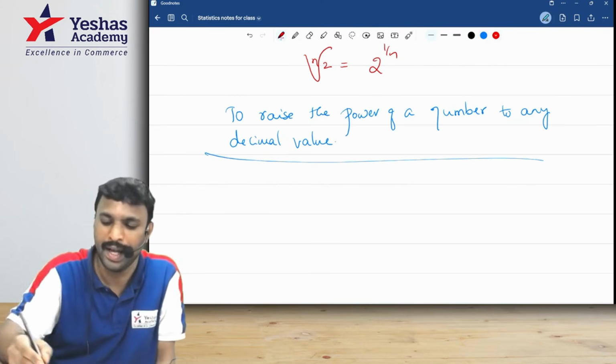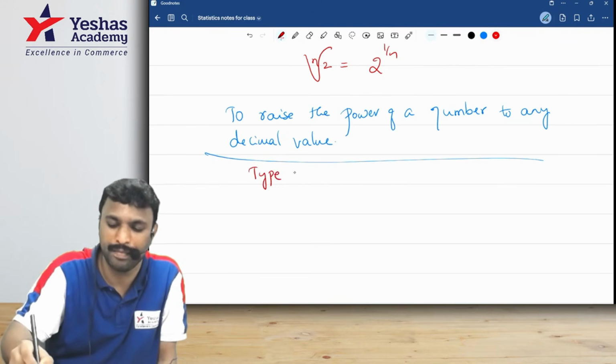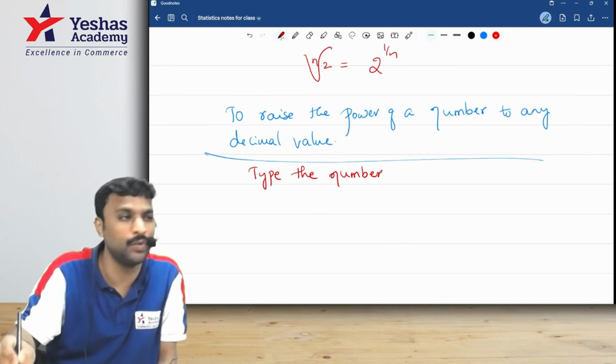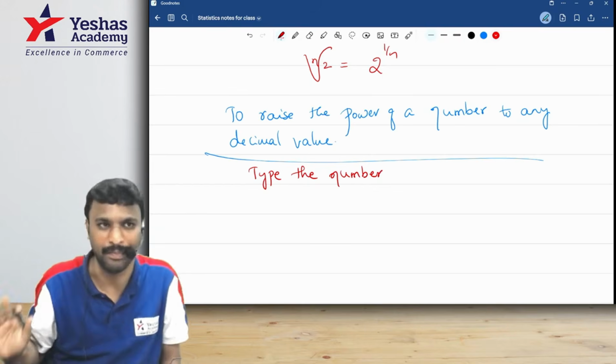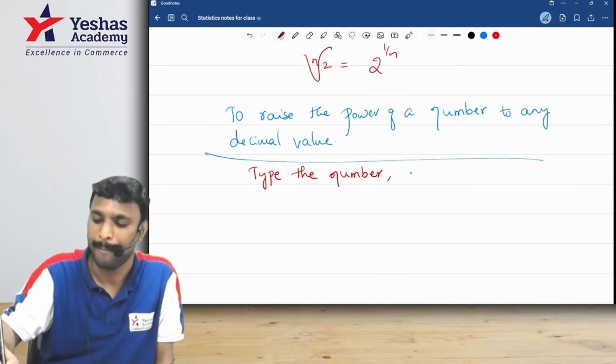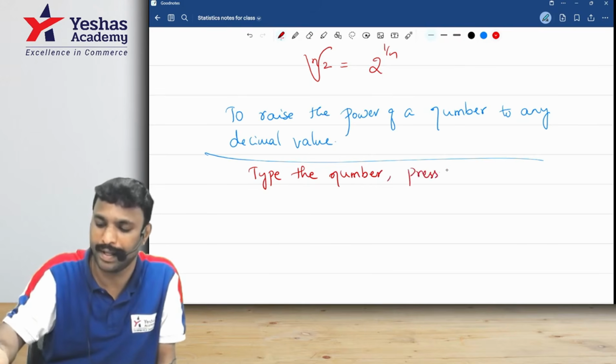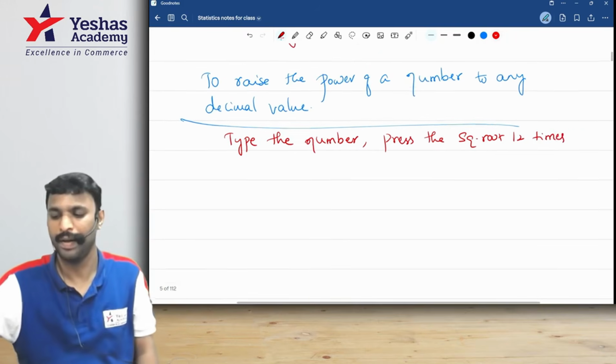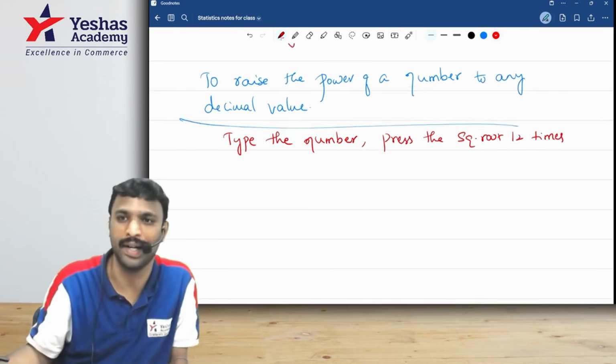The procedure is this: type the number. It requires some understanding, but once you understand, it's easy. Type the number. Press the square root 12 times.